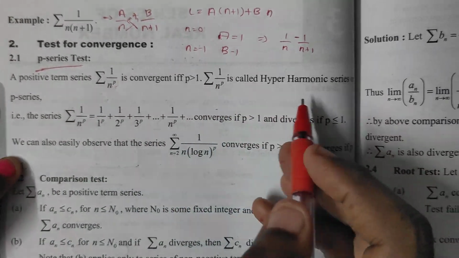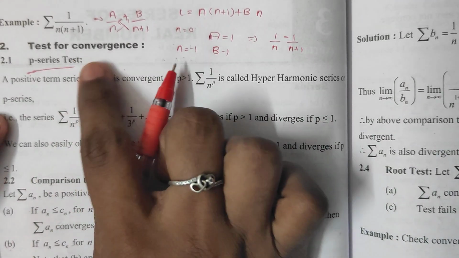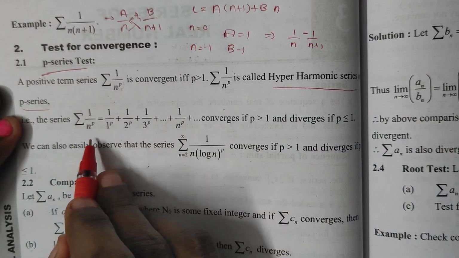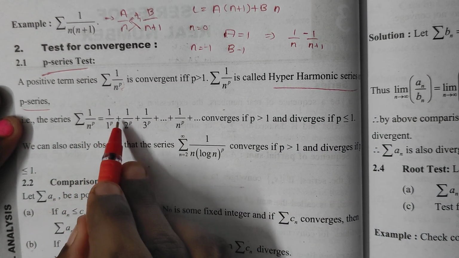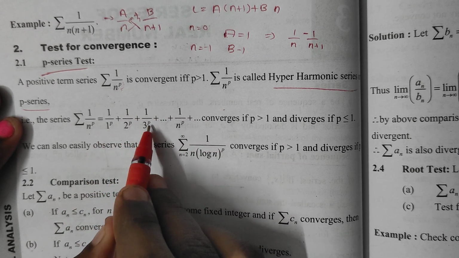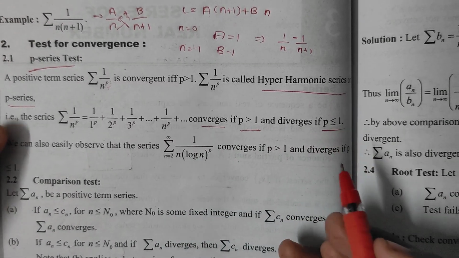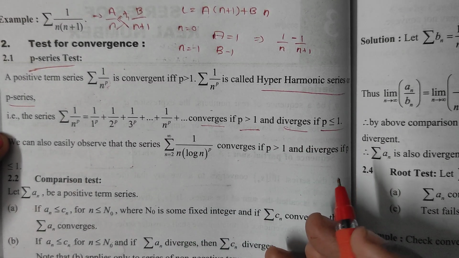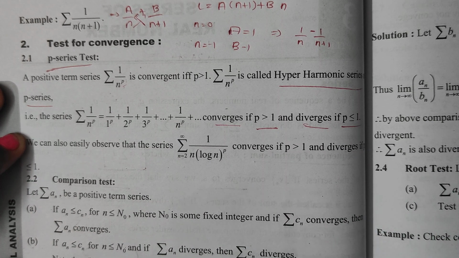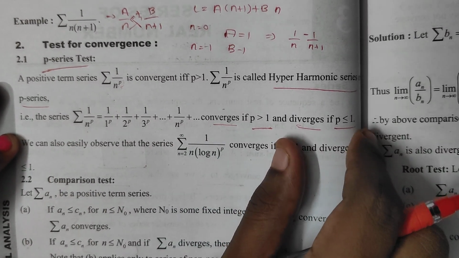Summation 1 by n power p is called the hyperharmonic series or p series. An example is 1 by 1 power p plus 1 by 2 power p plus 1 by 3 power p, and so on. If p is greater than 1, it converges. If p is less than or equal to 1, it diverges. You can make a tabular column for the p test, noting when it converges and when it diverges.